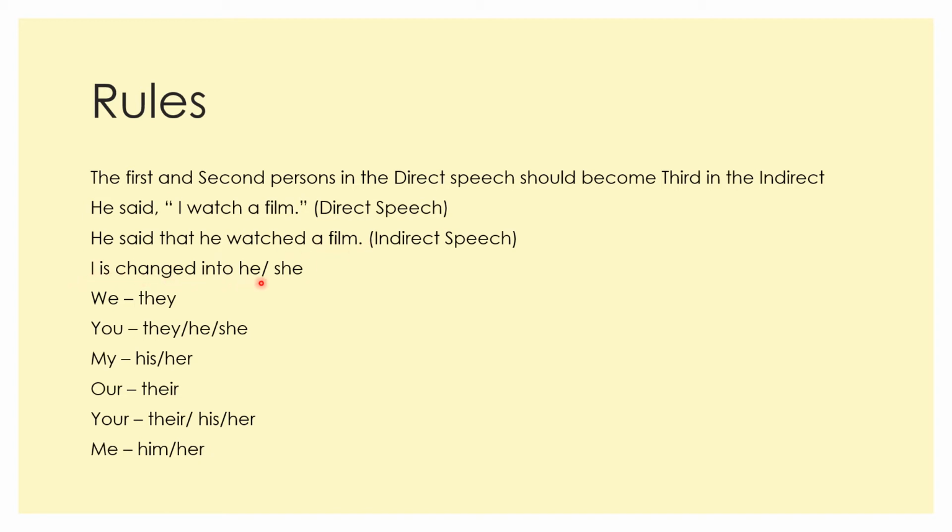I is changed into he or she. We becomes they. You becomes they, he or she. My will become his or her. Our will become their. Your, their, his or her. And me is changed to him or her. So these are the changes in the pronouns. The first person and the second person becomes the third person in the indirect speech.